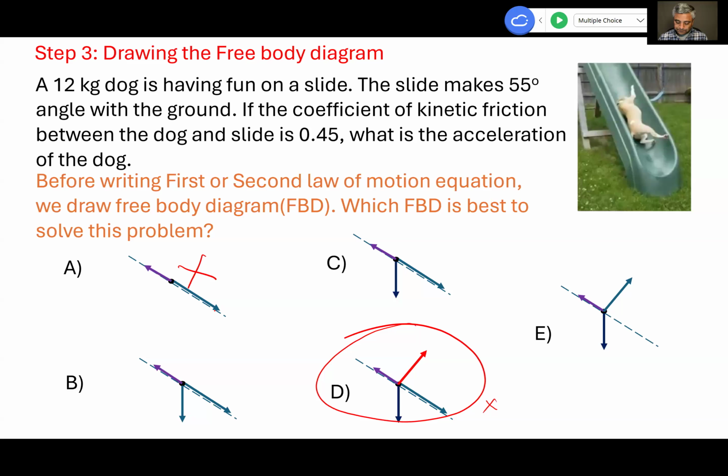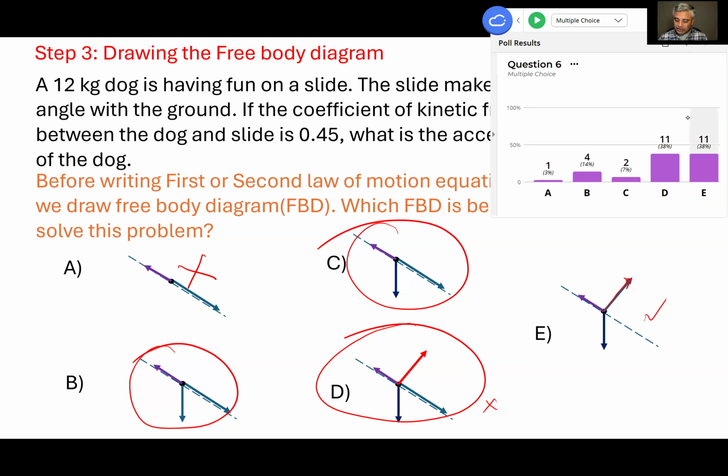So these don't have normal force, okay? But there is normal force here, which is perpendicular to the surface. So that's why E is the best choice in this case, okay?